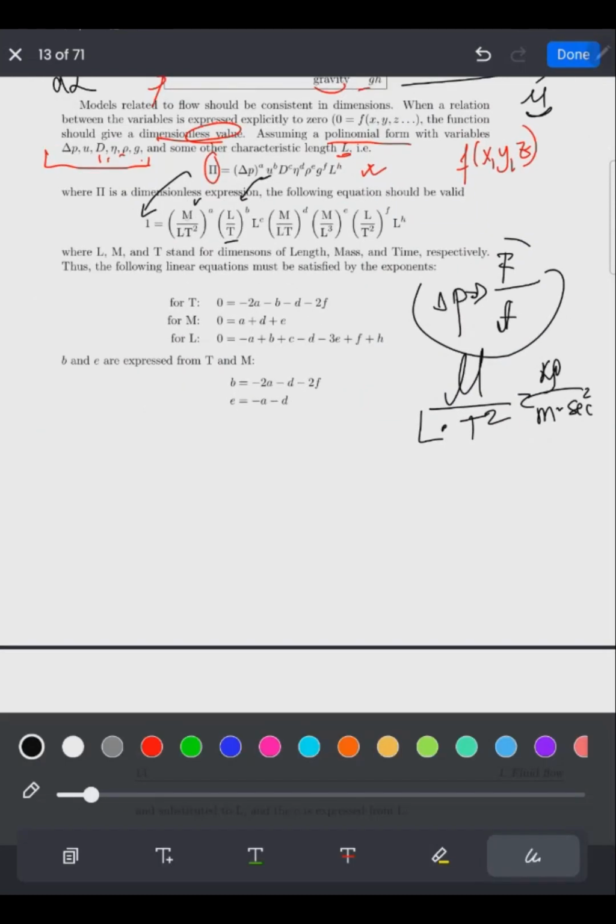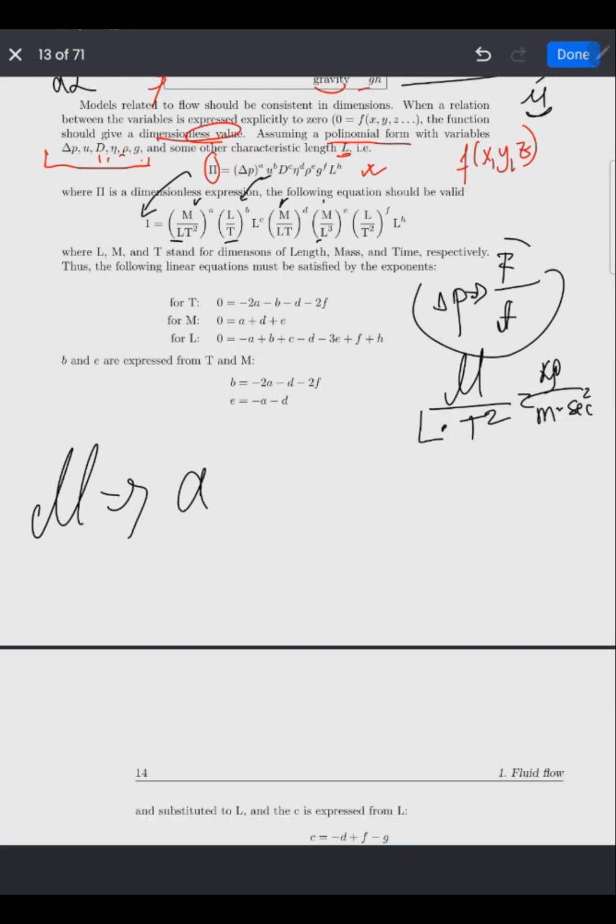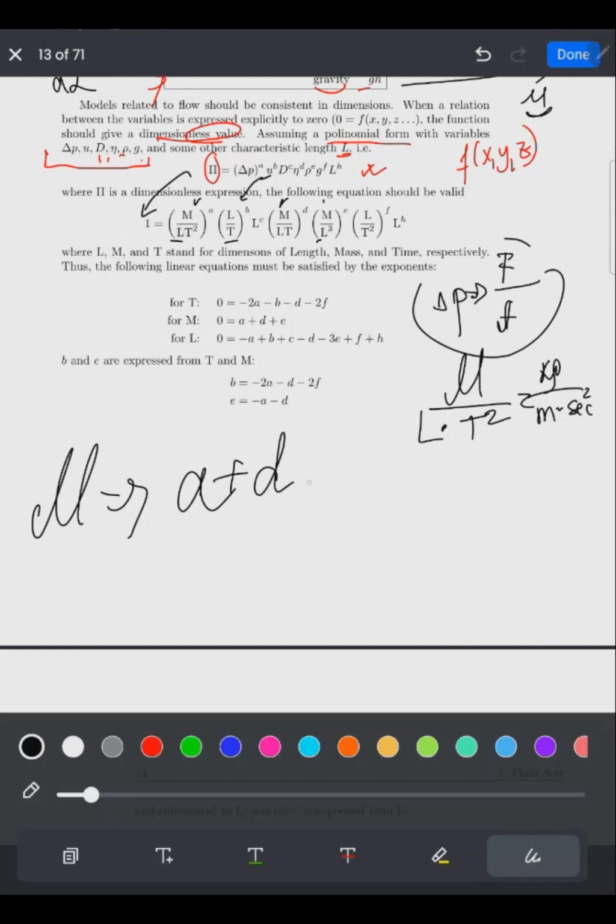Also, the length is very important. Just look at this pi value. Pi is a kind of dimensionless expression. At the end of all these calculations, we need to get this pi value as 1, as you can see. So you set this value. Instead of delta P, what can we write? Delta P is what? F, which is the force, over the cross-sectional area of the body, right?